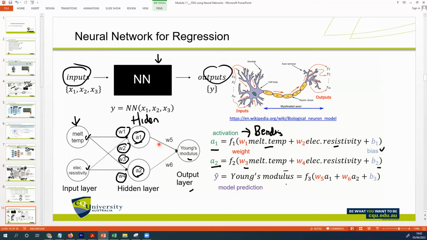Therefore, the Young modulus is equal to a function of W5 times A1 plus W6 times A2 plus B3. This is the model prediction for the regression. Remember, the regression is for the interval.